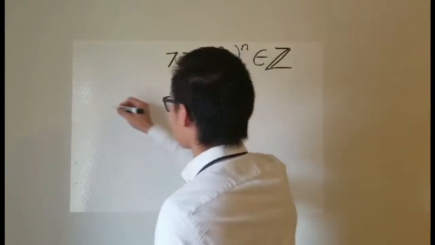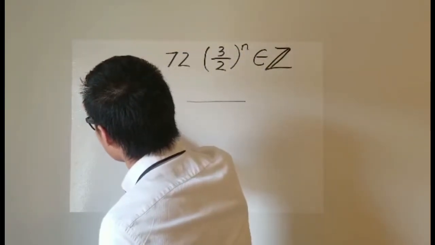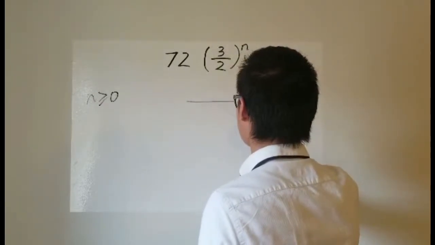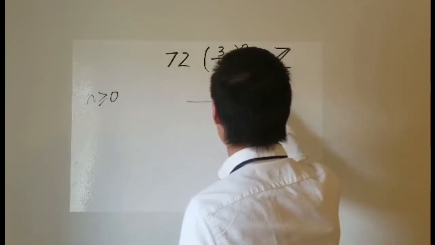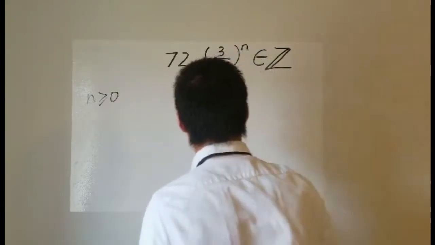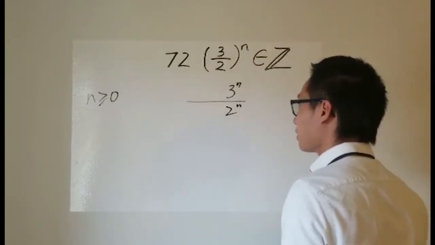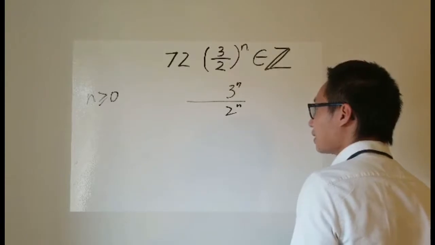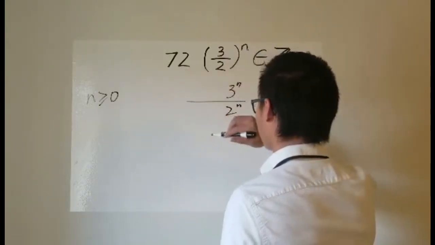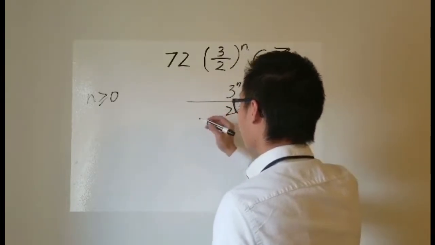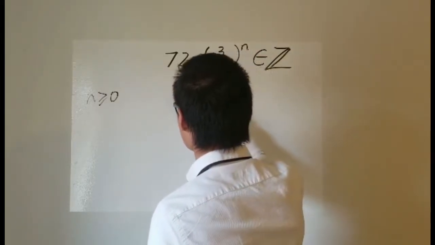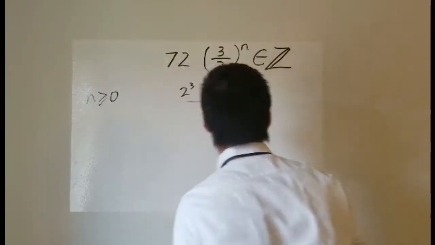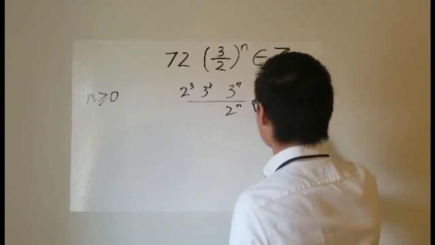Remember, when n is non-negative, by the distributive law of the exponents, we can rewrite this as 3 to the power of n divided by 2 to the power of n. Another thing to do when you're dealing with a divisibility problem is to immediately prime factorize any integers. In this case, 72 can be prime factorized, and if you do it properly, this should give you 2 to the power of 3 times 3 to the power of 2. Right? And I want this result to be an integer.